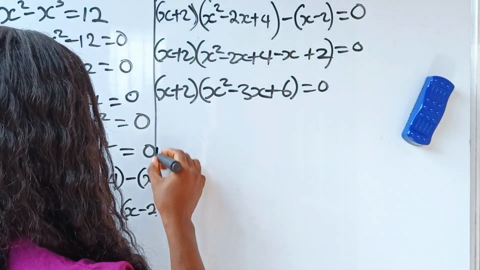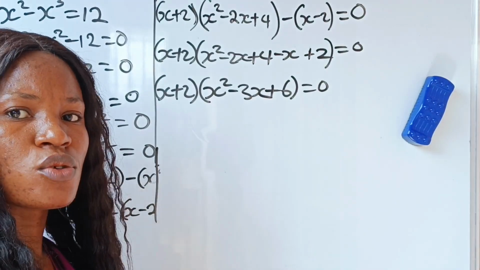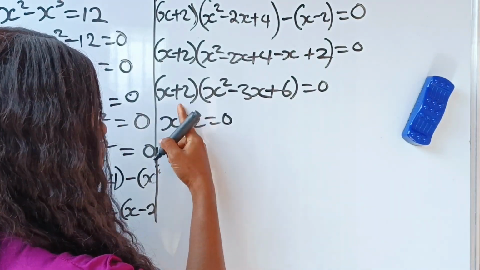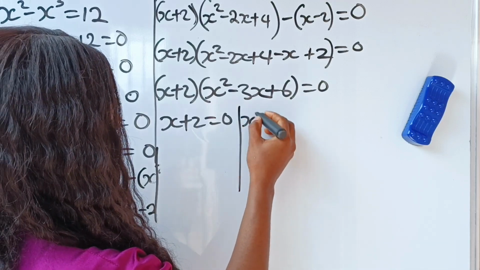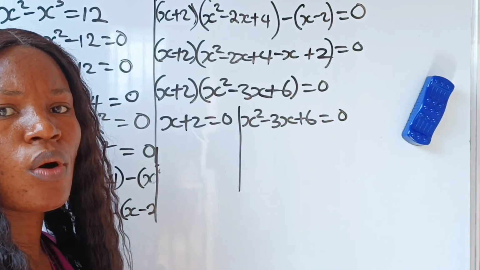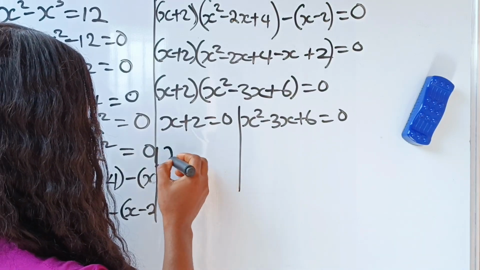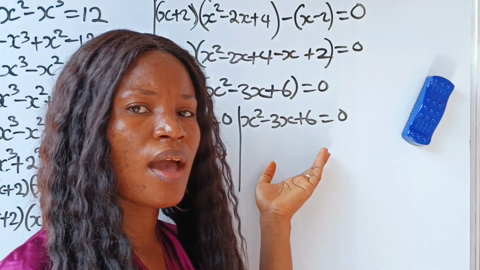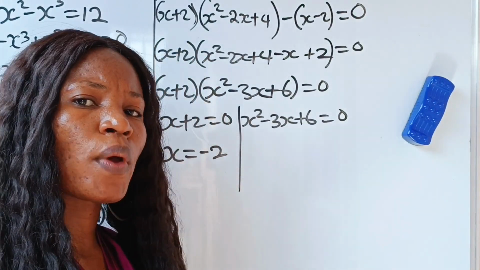Now we have two equations to form from here. So we can write that x plus 2 is equal to 0, right? And we can write that x squared minus 3x plus 6 is also equal to 0. Then we have from here that x is equal to minus 2. Now from here, we are going to use our quadratic equation formula.